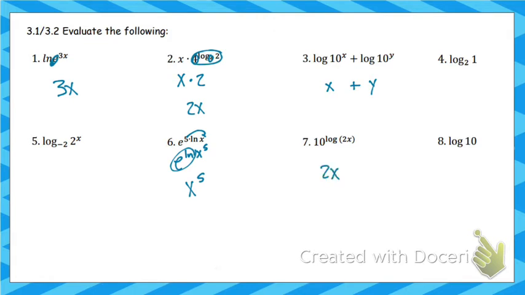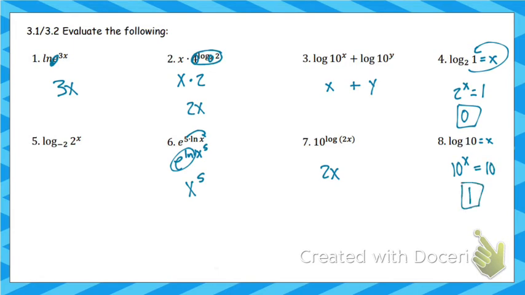The other ones are a little bit different. So the first one, we'll go back to number 4. You're just evaluating this. Remember what we did was we said this equals x. Then you rewrite it in exponential form. 2 to the x equals 1. Anything to the 0 power is 1. The base, if it's not listed, is 10. So this would be 10 to the x equals 10. And anything to the first power is itself.